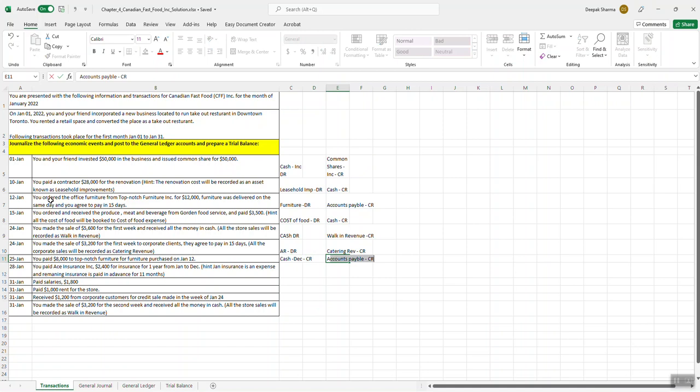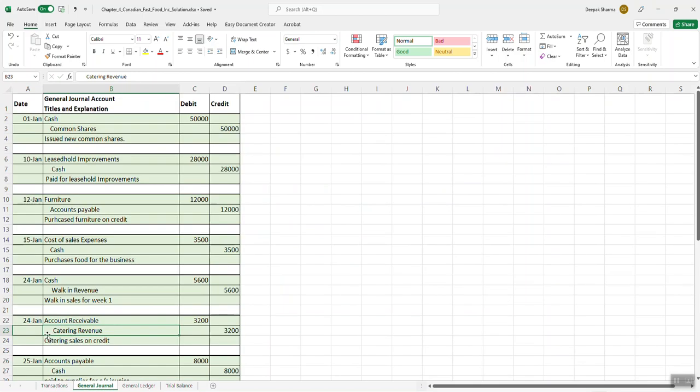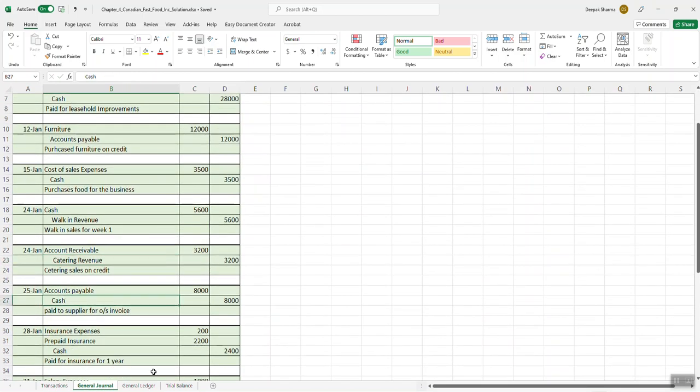What's the other account that's being affected? It's accounts payable. Okay. So accounts payable is going up or down? The liability is decreasing. Okay, we're paying off the liability. So if we pay off the liability, what happened? The liability goes down. If the liability goes down, what do? We debit. So now the entry becomes debit accounts payable and credit cash for 8,000.